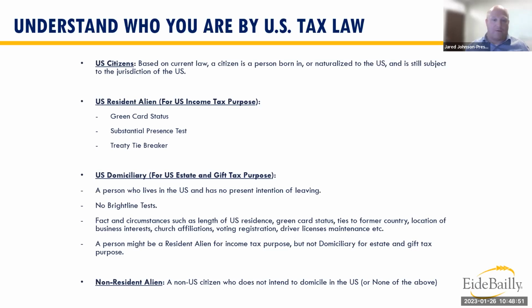The nice thing about looking at the estate and gift tax rules and laws for U.S. domiciliaries is that determining U.S. domiciliary is not a black and white test. It's very subjective. So it allows for a lot of flexibility and some planning depending on what your facts and circumstances are. So just keep in mind that there's more availability to plan for U.S. estate and how to transfer your wealth.